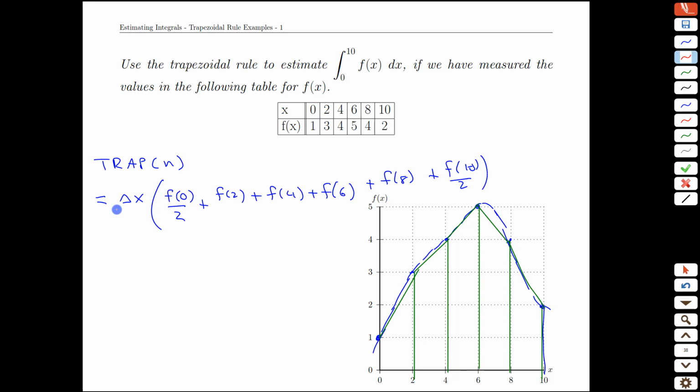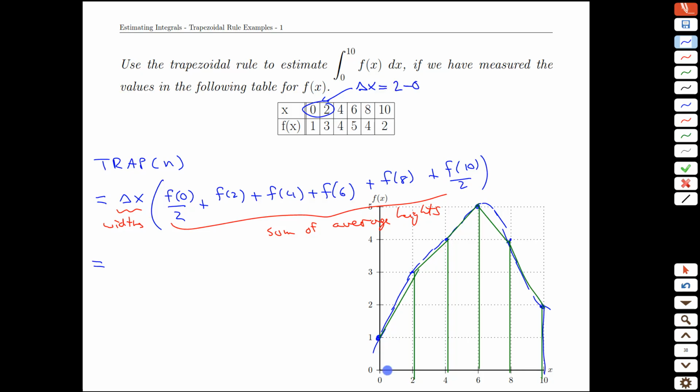And remembering where all this comes from, this is our widths, and this is essentially the sum of our average heights. We had the height at 0 and the height of 2 averaged, but then we also had the height of 2 averaged with height of 4, so we would have a double counting of the height at 2 during this process. And this is just a short form that gets us to the calculation a little more easily. Important ingredient, what's delta x? It's the width of each of these literal trapezoids that we've drawn. So that is always 2 in this scenario.